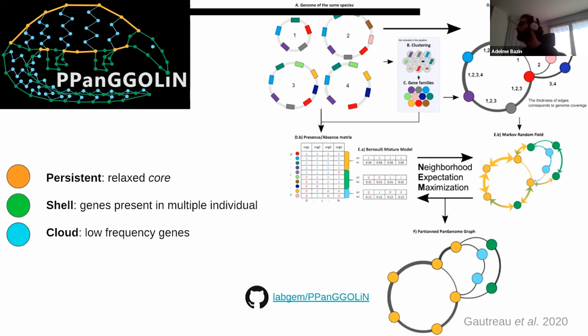So here, the blue and green nodes are close together in the graph because they are linked in the genome. Then we partition the graph into the 3 partitions. Most other approaches rely on hard-coded thresholds that are usually picked because most people use the same thresholds. Here, we chose to use a statistical partitioning method called the neighborhood expectation maximization. It relies on the Bernoulli mixture model combined with the Markov random field to produce a partitioned pangenome graph.